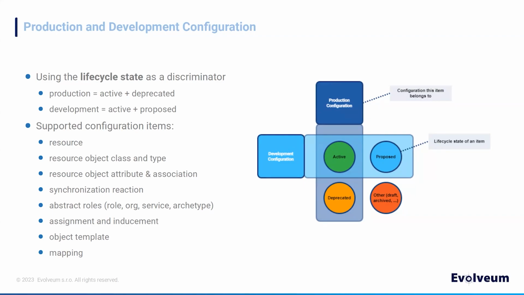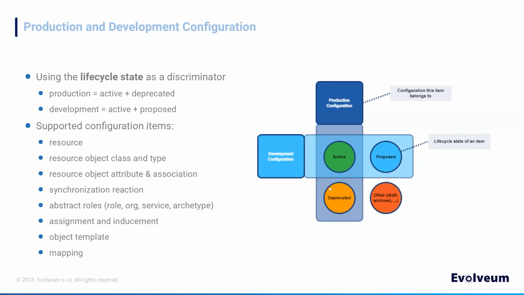So we define the production configuration as the one that embraces all items in active and deprecated states. On the other hand, the development configuration comprises items in active and proposed states. It can be interpreted as, let's look at how the world would be if new things came in and old things went away. Currently, the following items are supported by these lifecycle states.